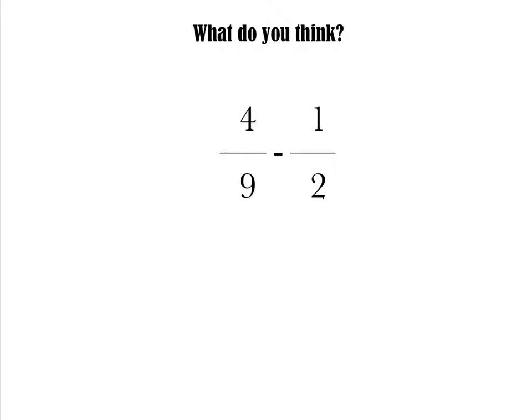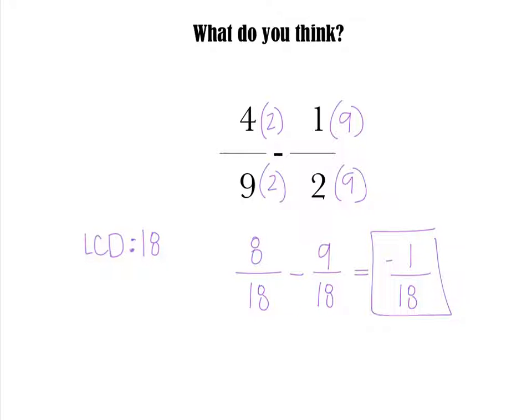Alright, so let's go back to 4th grade. I have 4/9 and I'm subtracting 1/2. What do you remember? Go ahead and pause the video and see if you can figure this out. Alright, so if you remember, in order to add or subtract fractions, I need a common denominator. When I think about 9 and 2, the smallest number that they both go into is 18. So I need to make 9 look like 18 and I need to make 2 look like 18.